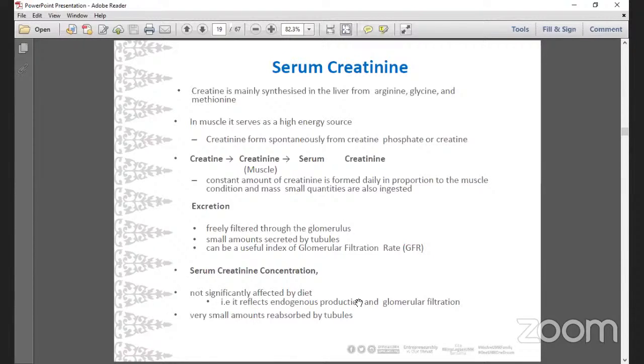One more thing that we have to take note of is that serum creatinine is not significantly affected by the diet. It's not like the urea, BUN, which is related to protein metabolism. The more the animal consumes meat, the protein diet, the more it will increase, but that does not happen for serum creatinine. And one more thing, small amounts of creatinine will be absorbed back by the tubule and will enter back into the circulation.